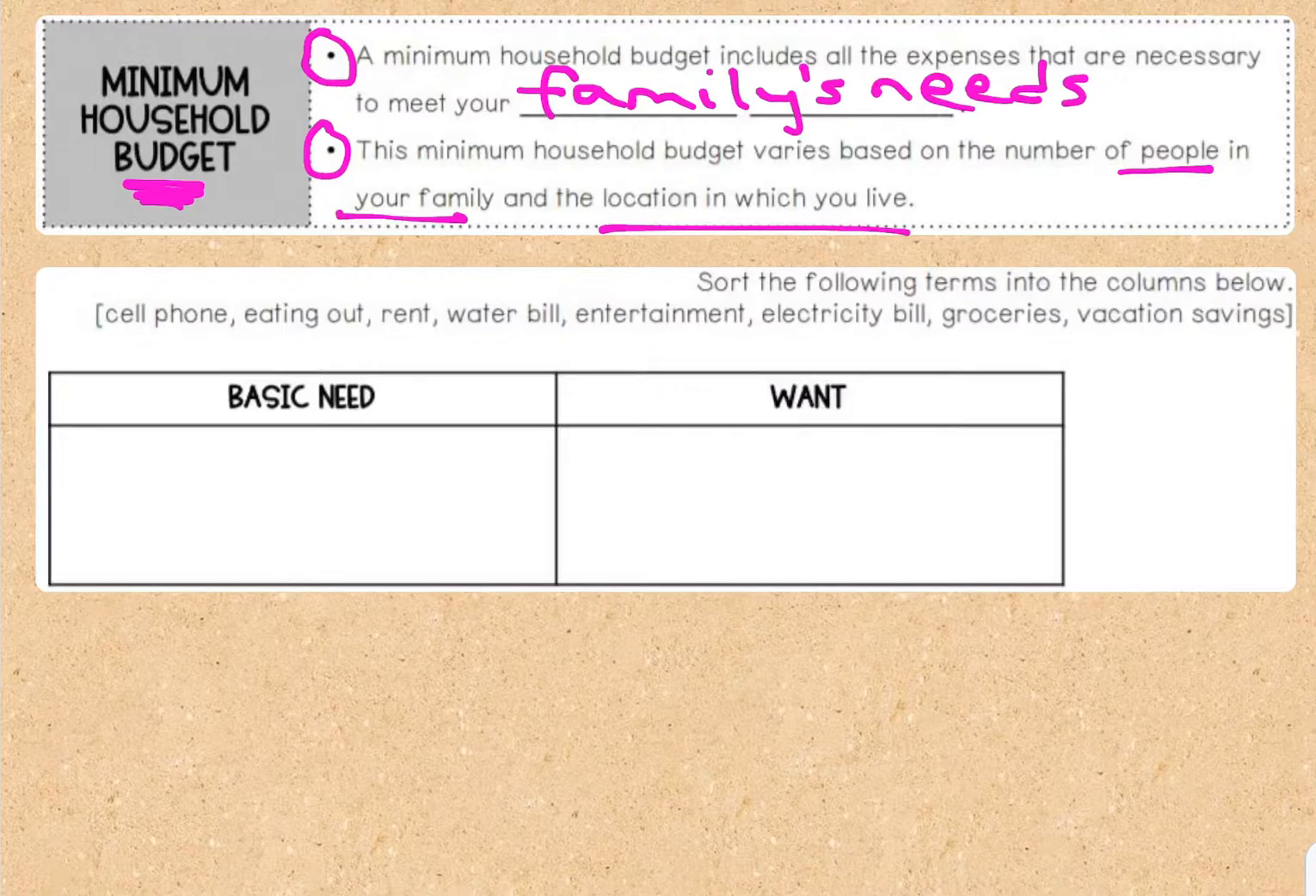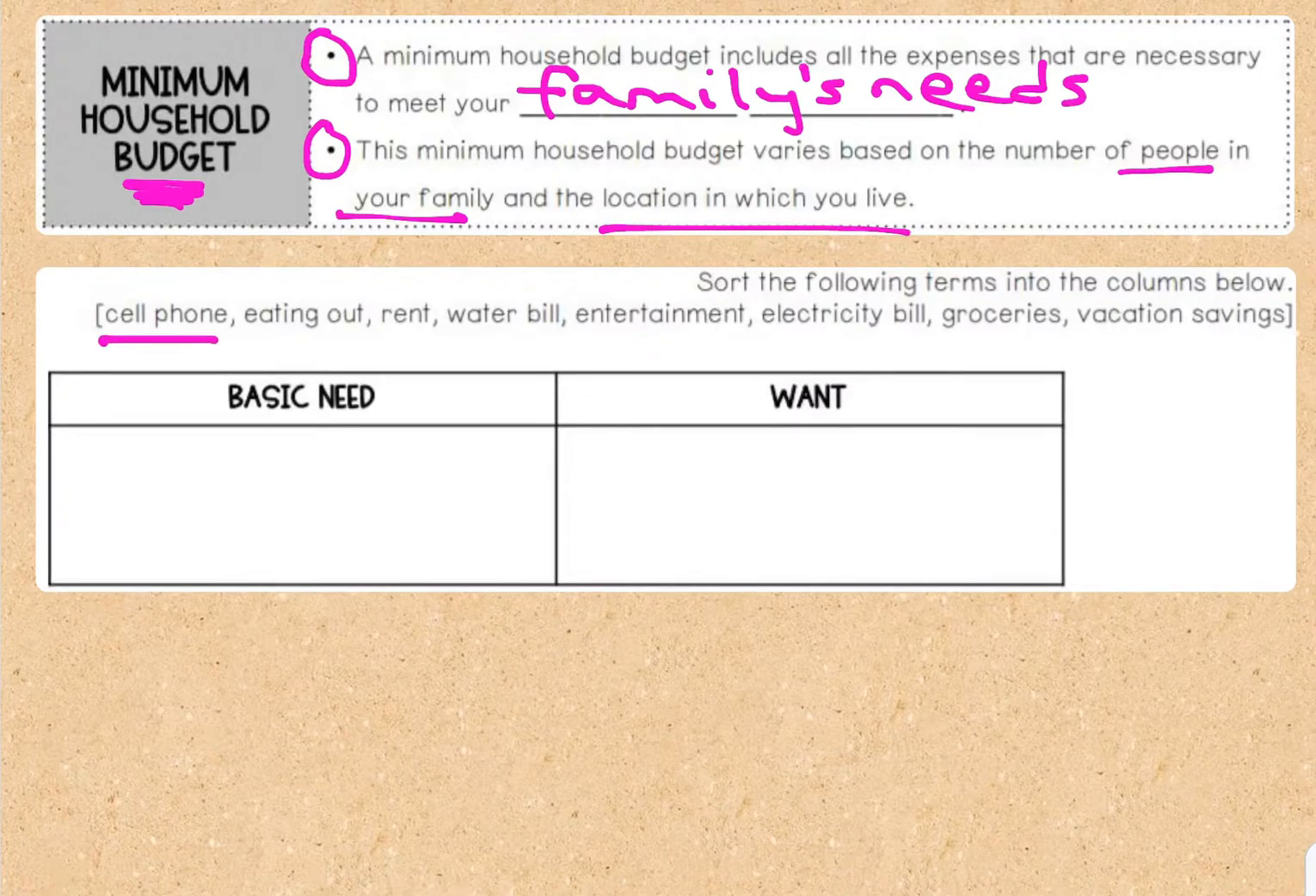Now we're going to sort the following terms in the columns below. We have basic needs and we have wants. All of these items can be in a budget, but we have to see which ones are the most important, which ones we need to focus on first in a budget. Which ones do you think are basic needs and which ones do you think are wants?